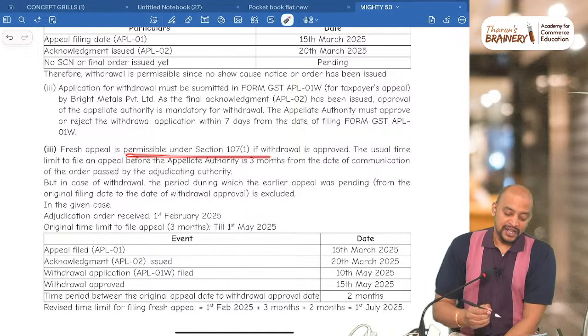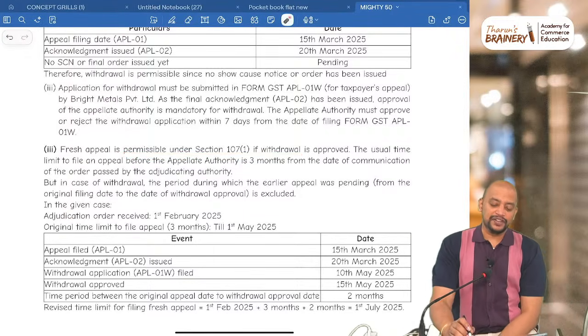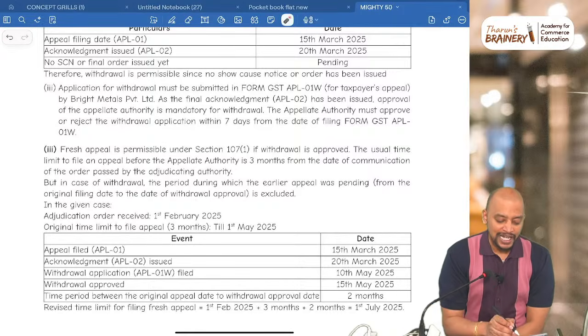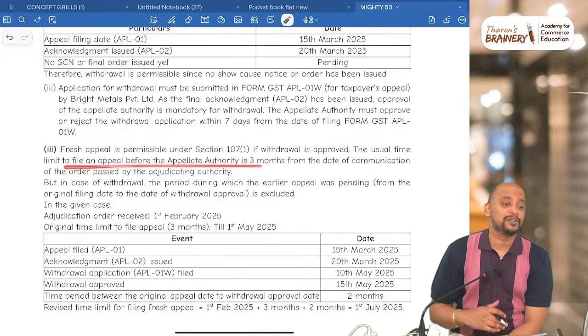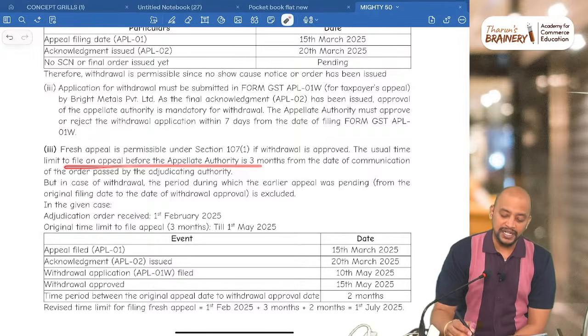Then next, fresh appeal is permissible if withdrawal is approved. The usual time limit to file an appeal before the appellate authority is what? Generally, what is the time limit within which an appeal should be filed? 3 months from the date of communication of order.